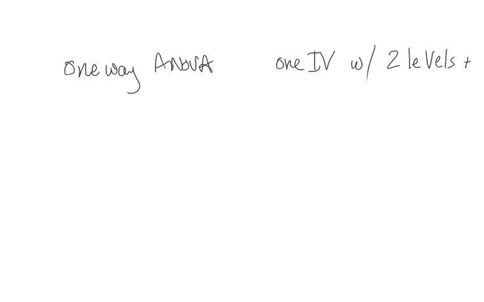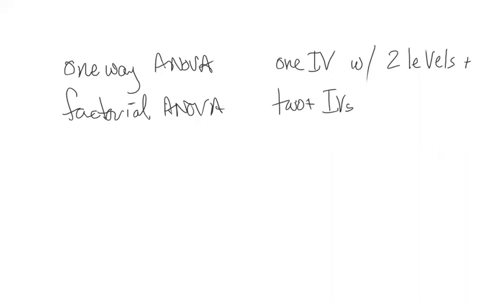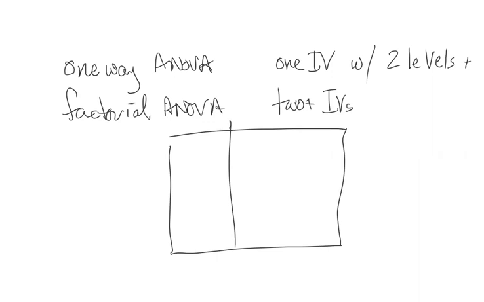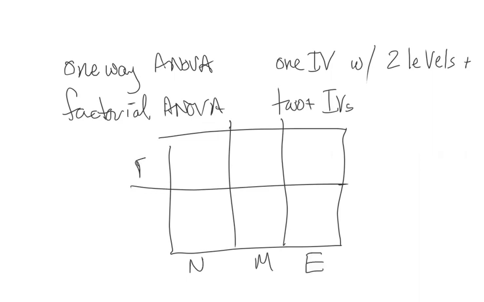Now, we have a factorial ANOVA, and that has two plus independent variables. Let me give you an example of two plus independent variables. Let's say we're going to put these two examples together. We have a 2 by 3 analysis. We have experience level, novice, moderate, experienced, and female versus male. That would be what's called a 2 by 3 factorial ANOVA.